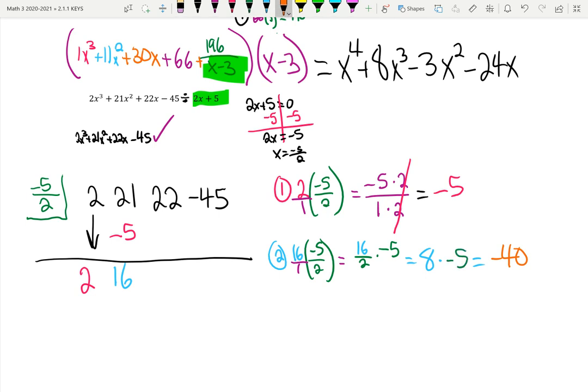Okay, let's continue. Negative 40. I'm going to combine these two, and they're different integers, so I'm going to subtract. 40 minus 20 is 20. 20 minus 2 is going to be 18, and it's negative.